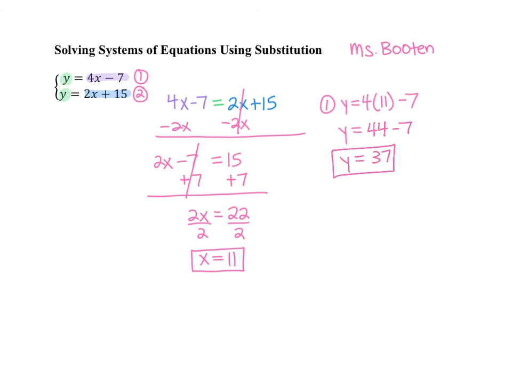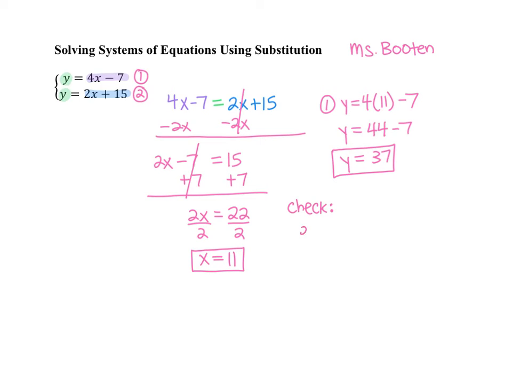Now my final step is to check my answer. So I'm going to write check. To check your answer, you need to check it in the other equation. I already used equation 1 to solve for the second variable. So I know that the point 11, 37, or the xy pair 11, 37, works in equation number 1. I need to make sure it works in both equations. Since I already know it works in equation 1, I need to check it in equation 2.